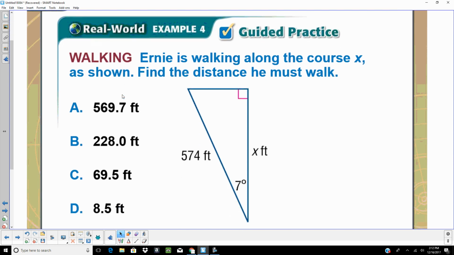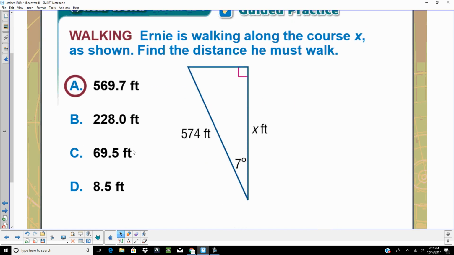Here's one for you guys to pause. Try your own. Ernie is walking along the course X as shown, and we want to find the distance he must walk. So again, ask yourself, what do I know? What do I need to know? The answer is going to be 569.